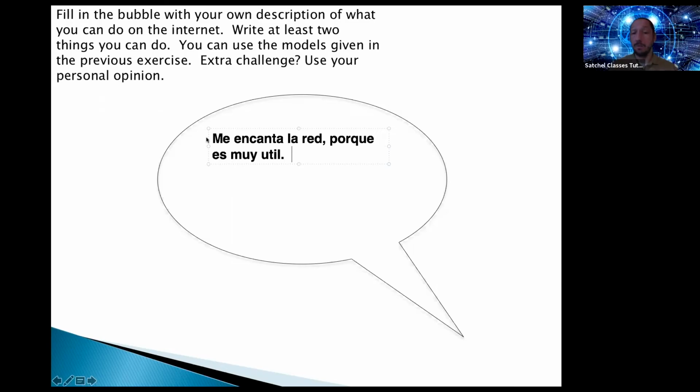Now I won't be using any different symbols in order to show the stress of the words. Remember that we use what we call tildes, which are very important. And let's see if you can find where they go in these paragraphs. Me encanta la red porque es muy útil.